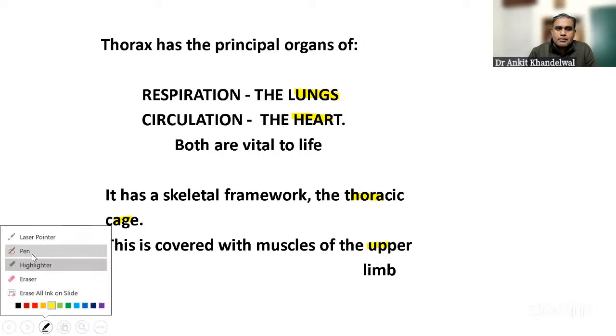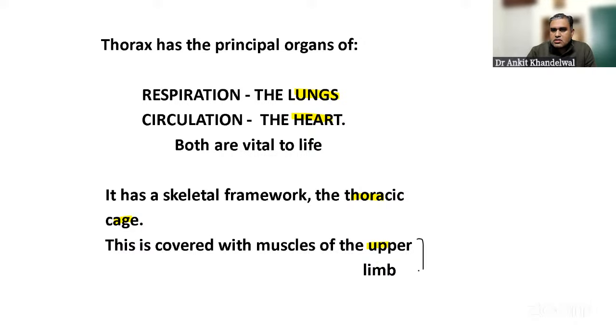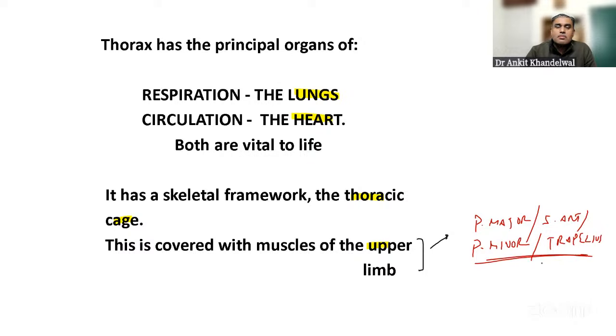Can you guys name which muscles of the upper limb cover the thoracic cage also? To begin with, pectoralis major. Then we also talk of serratus anterior. Yes or no? Then we talk of pectoralis minor. Even we talk of trapezius. These are all basically muscles of the upper limb, which are covering the thoracic wall or thoracic cage, because the upper limb has to move.